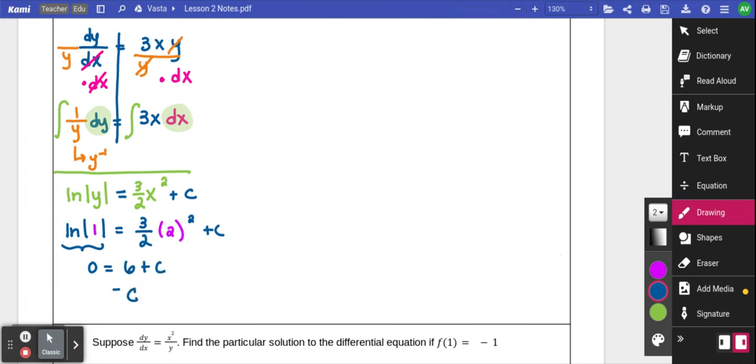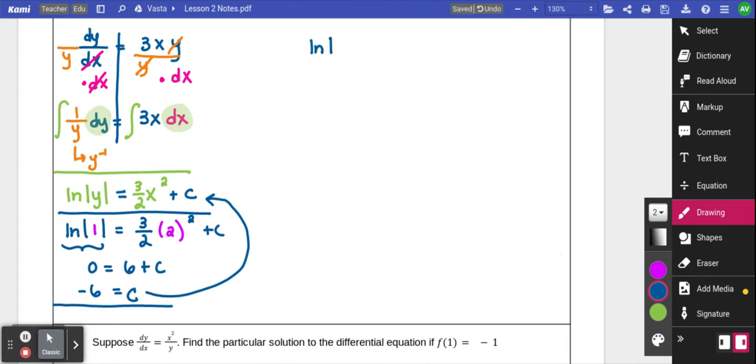Which means when I solve this, I get c equals negative 6. I'm going to take that c value and plug it back into this equation. So my new equation is the natural log of the absolute value of y is equal to 3 over 2 x squared minus 6. Now, the last step of my problem is to use algebra to get y by itself.